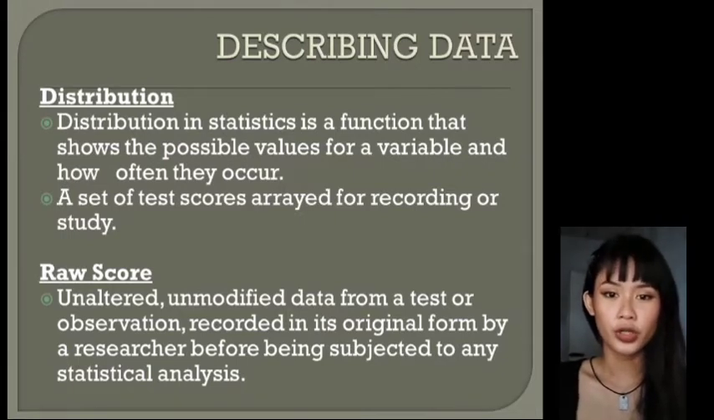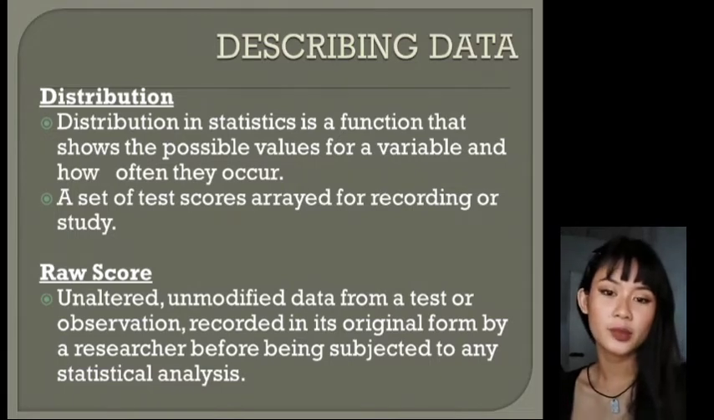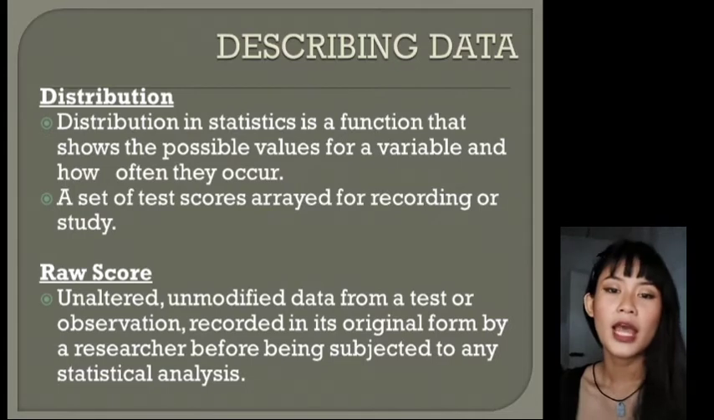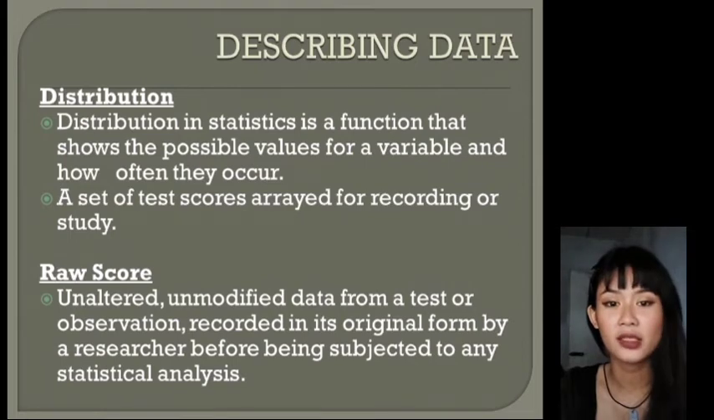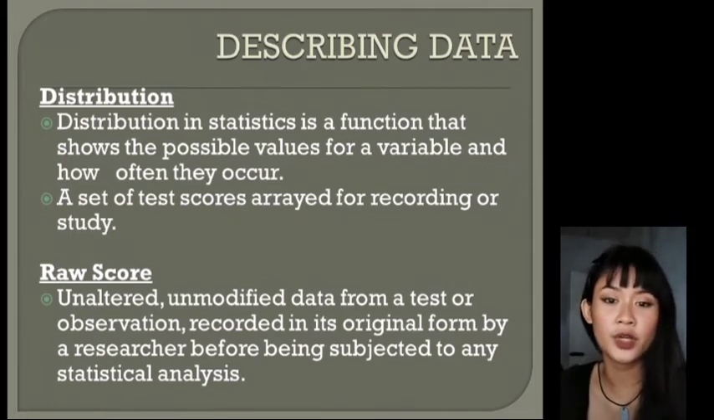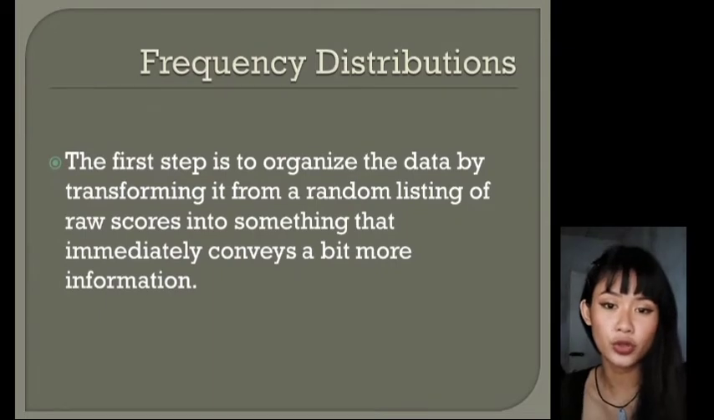First is distribution. The distribution in statistics is a function that shows the possible values of a variable and the frequency with which they occur. And it is also a series of test results that are ready to be recorded or studied. Next is the raw score. It is unchanged data from a test or observation recorded in its original form by a researcher before being subjected to statistical analysis. Next is frequency distribution.